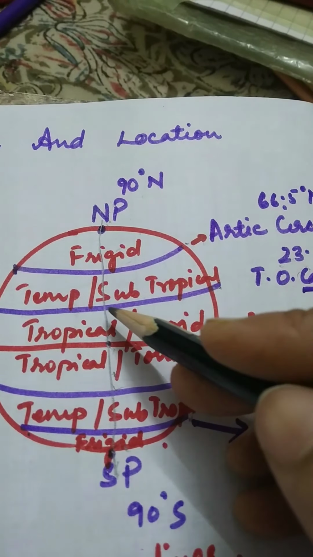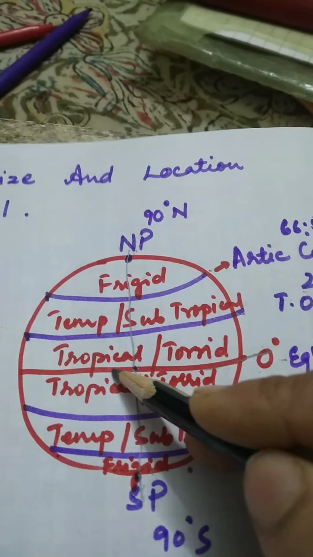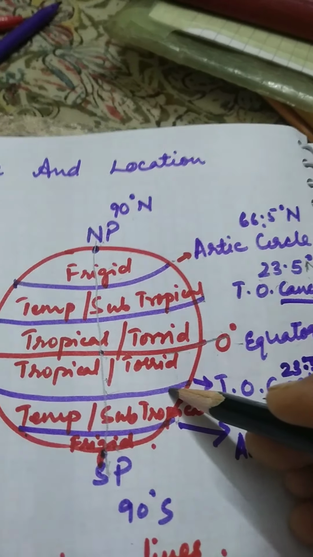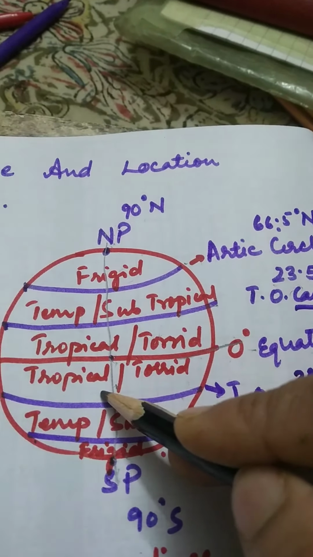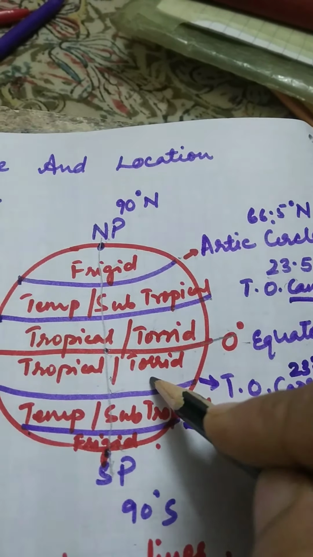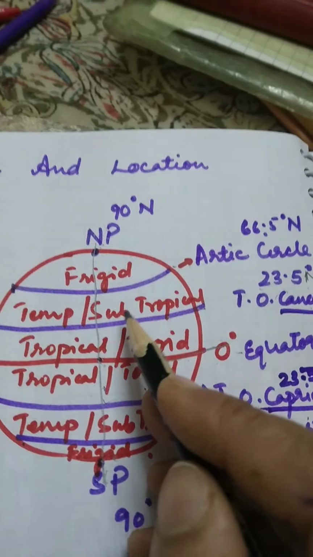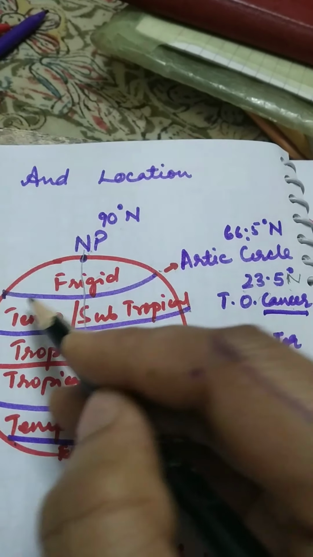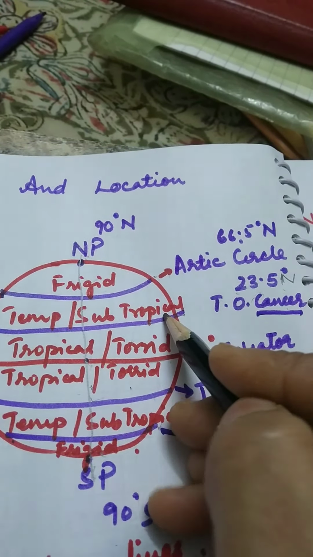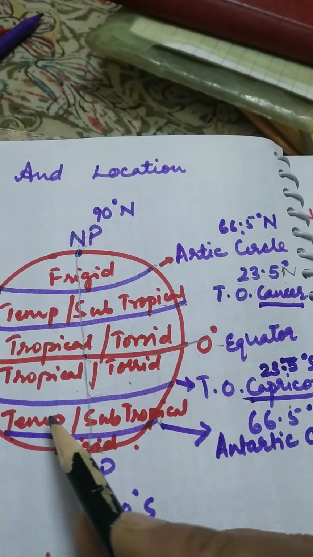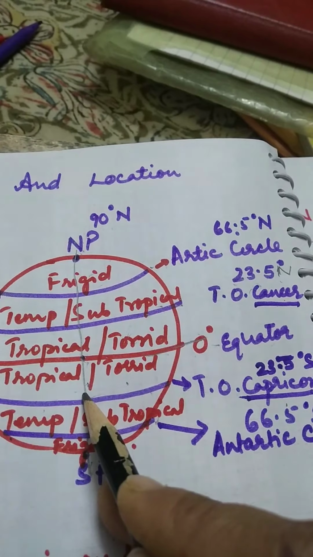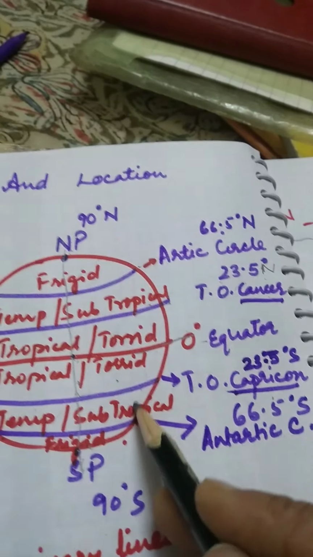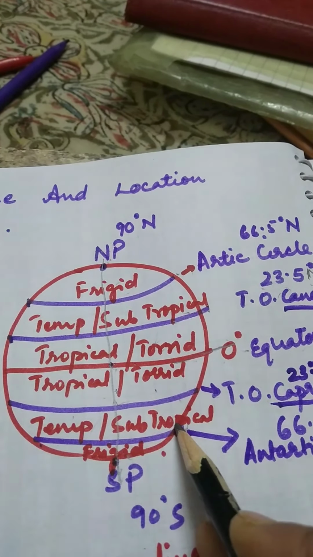Which are the zones, we will quickly see. From equator to 23.5 degrees north and 23.5 degrees south, this area is called the tropical area or the torrid zone. And as we move from 23.5 degrees north to 66.5 degrees, this area is called the temperate zone or the subtropical zone. Similarly, if we move from 23.5 degrees south to 66.5 degrees south, this area will be the temperate zone or the subtropical zone.